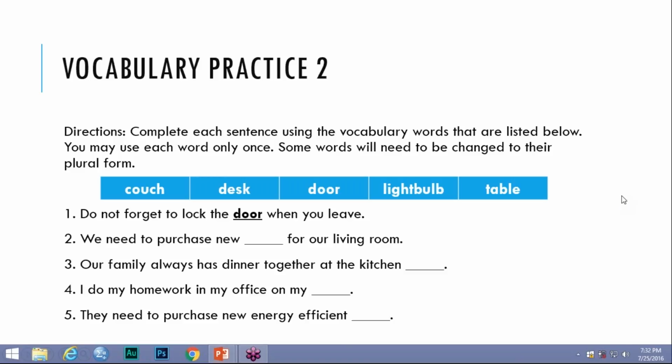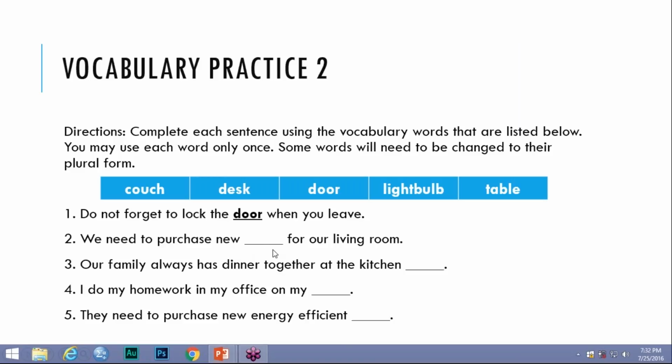So that's the first one, that's door. I'm going to do number two. Here we go. We need to purchase new blank for our living room. New blank for our living room. What's the answer? We need to purchase new blank for our living room.